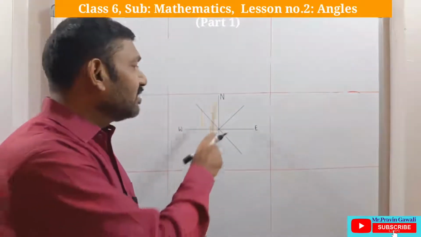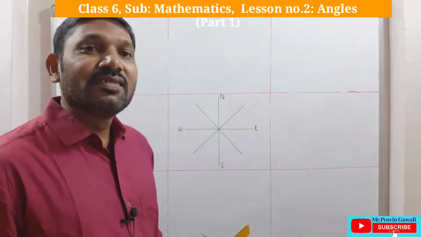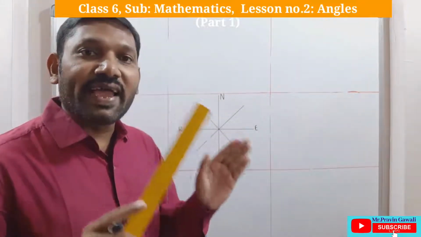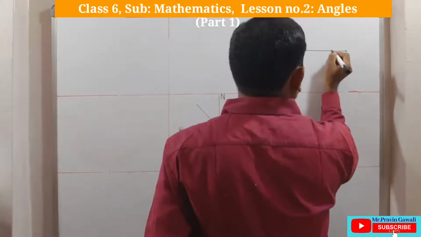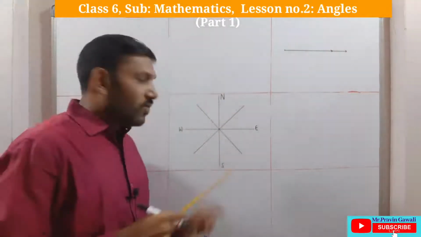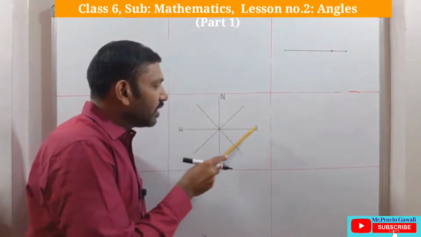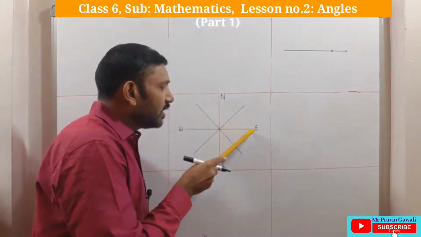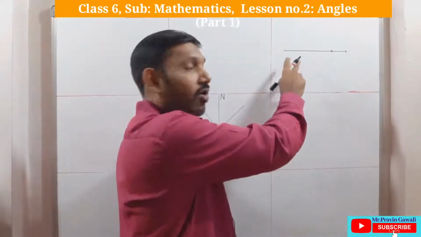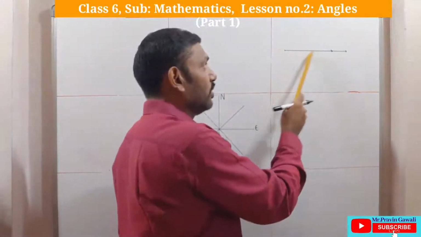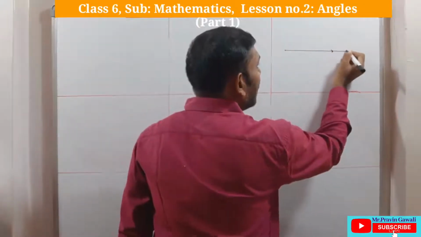Students, suppose that these are the hands of a watch, and we will understand now the different types of angles. Okay, so let's start. See, student, here from the center of this figure, from this center point and to the E. So this position, if I draw from the watch, suppose these are the hands or these are the sticks, two sticks lying together in one position only.